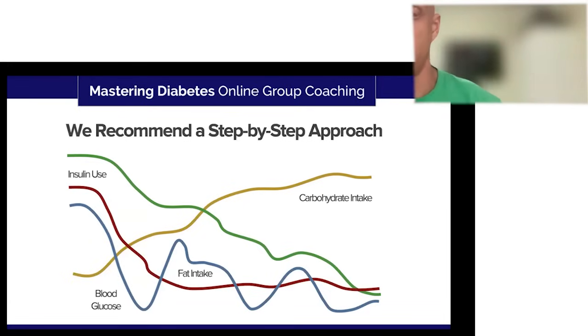And when you can get there and you're down in this category on the right-hand side where your carbohydrate intake is high, fat content is low, and your insulin and blood glucose are nice and low, that right there leads to incredible health.